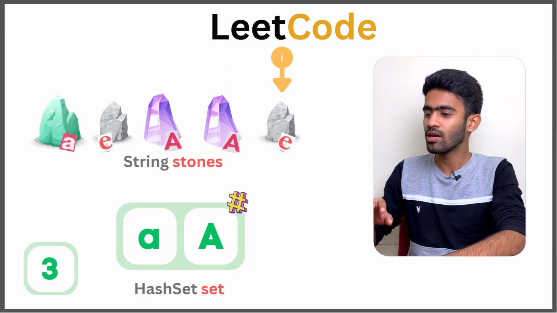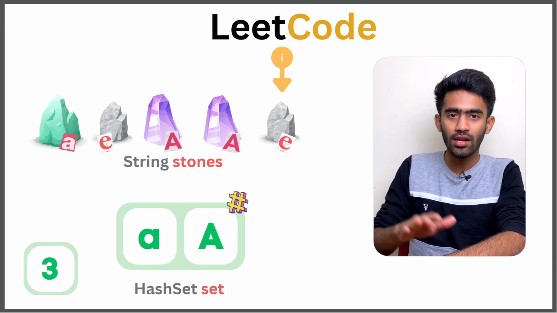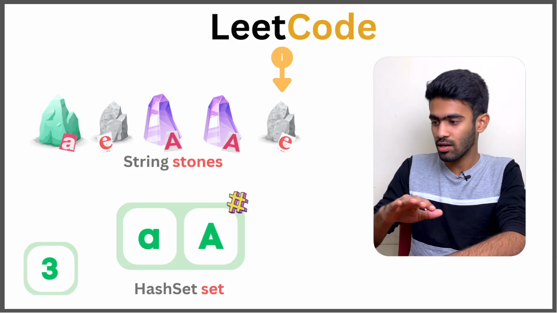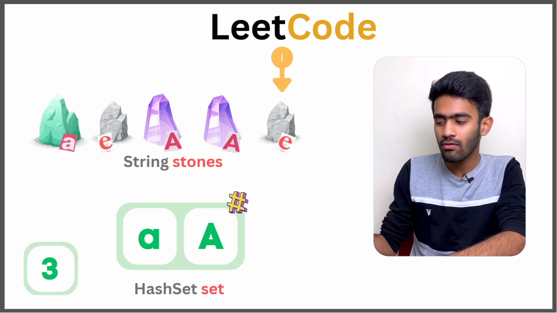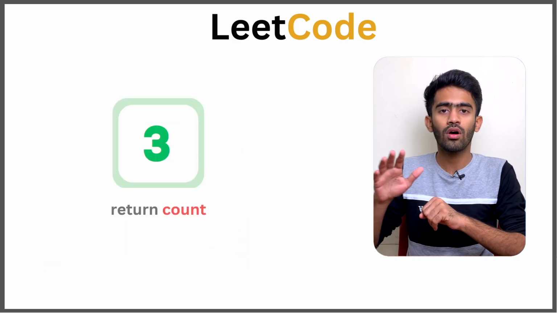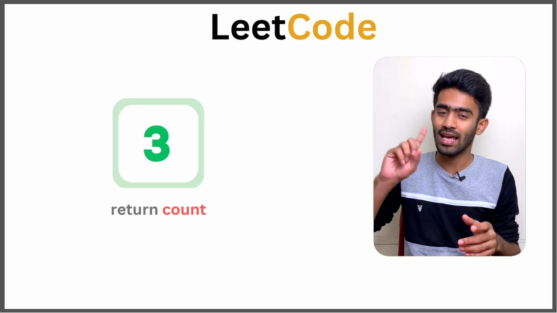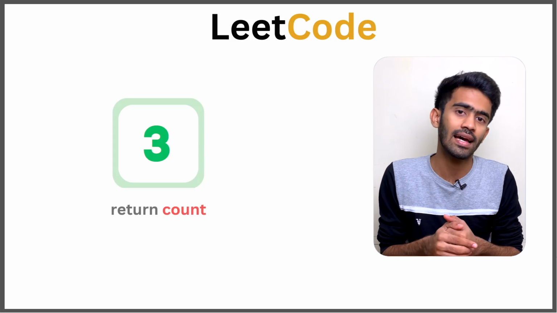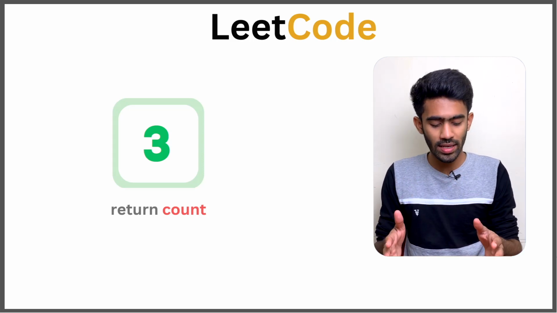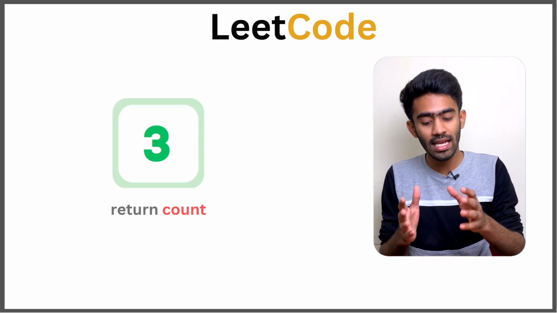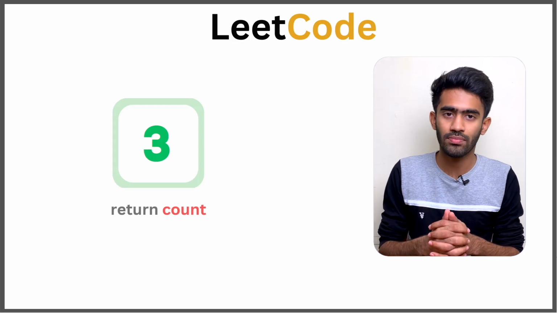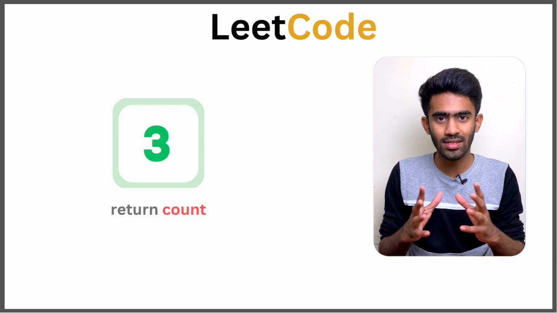E, not present. So now we have come to the end of this stones array. So we'll just return the value of count that we have stored now. So this is the number of jewels that we have, and as we saw earlier, this is the right answer. So this is how we solve this question using a hash set in the time complexity of order of n. Okay, I hope you got that logic out of it.